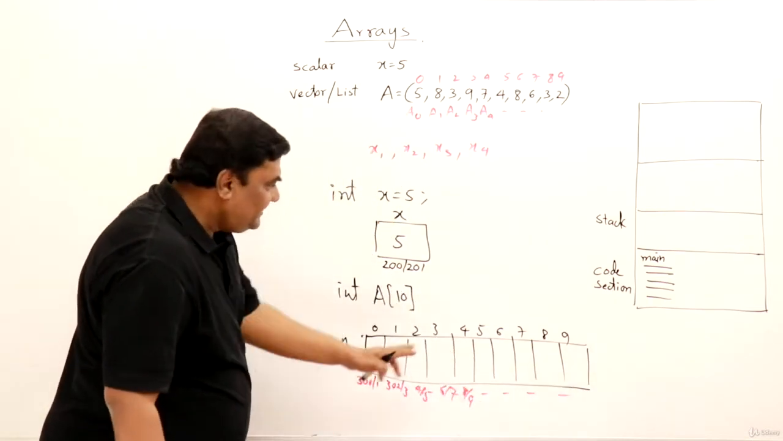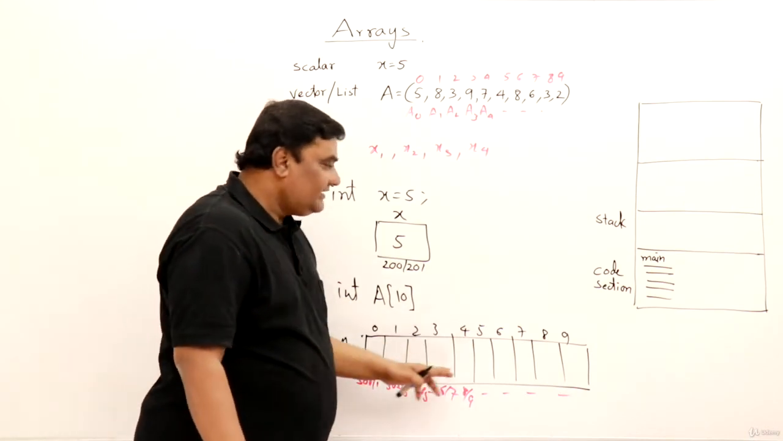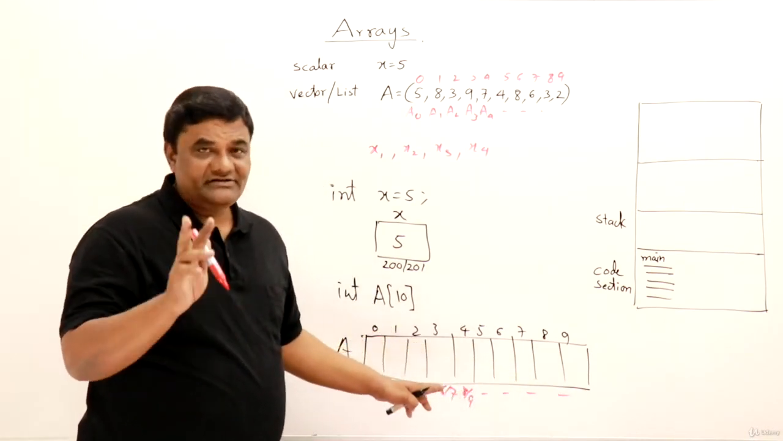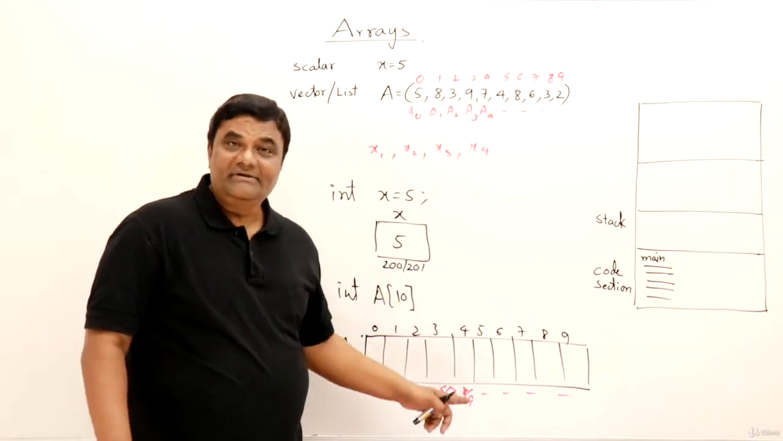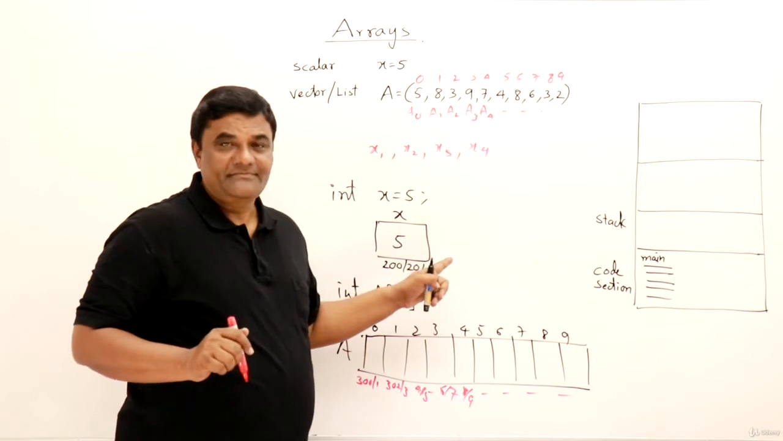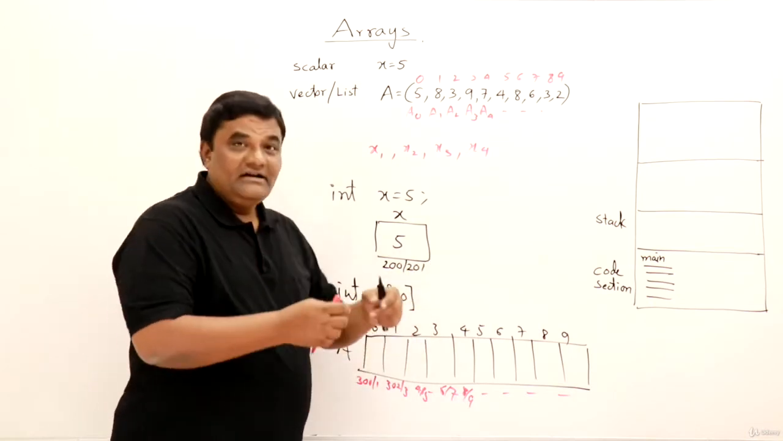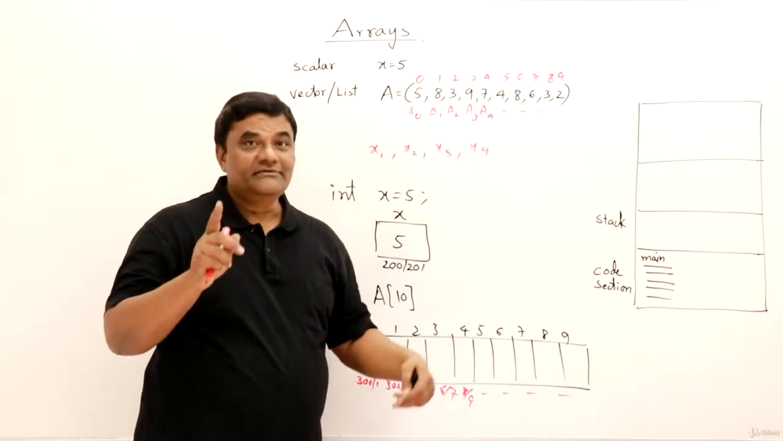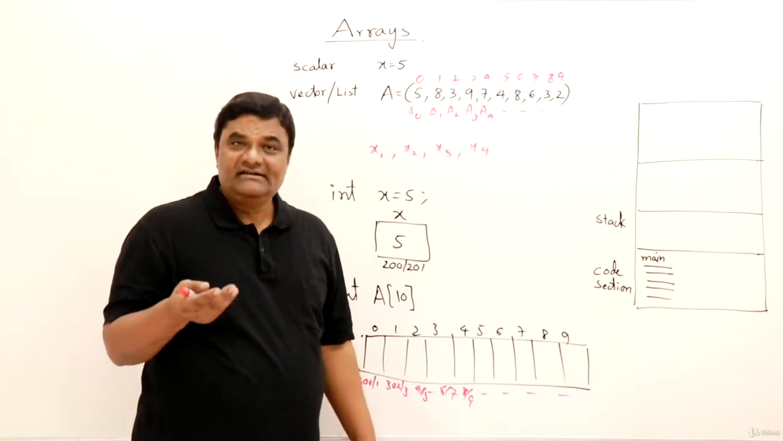So in total, how many bytes is it consuming? In total it will consume 20 bytes: 10 integers, 2 bytes each. Total 20 bytes of memory. This was just 2 bytes because that was just a single integer. This is how I can create 10 variables with one name. So we say it's an array.